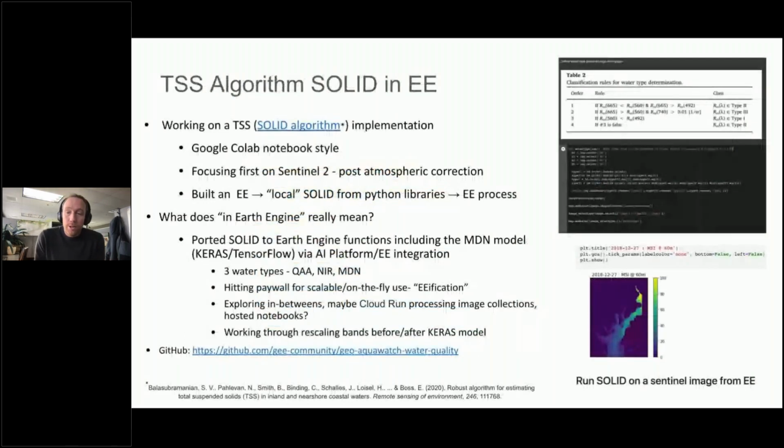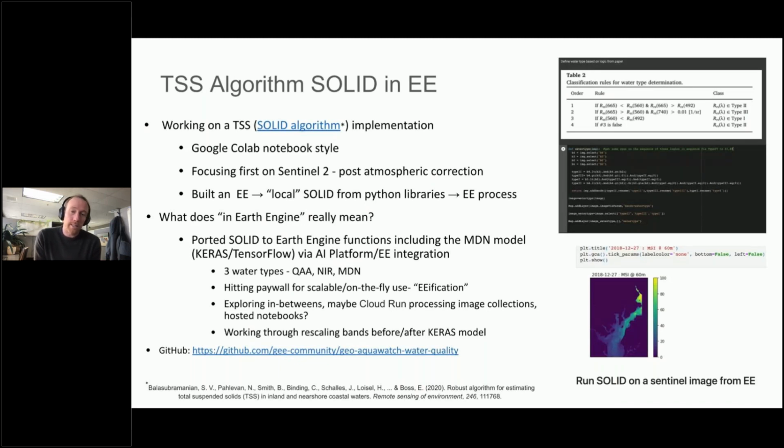The first algorithm that was chosen by the work group at the beginning was to implement a TSS algorithm called SOLID, and our goal was to implement it in an Earth Engine environment. And we've been doing that since that task was sent out, and the people working on the nuts and bolts, Kelly, me, and Saba Bora from the World Bank, have been working in a GitHub account that's linked here in a Google Colab Python notebook style. So if you've worked in Earth Engine before, you can work on it through a JavaScript API or JavaScript environment, or a Python API through either local Python or through a notebook.